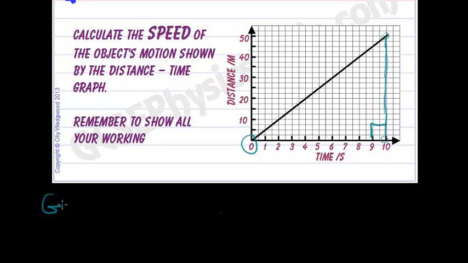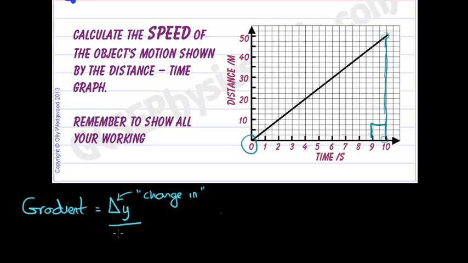So let's do that. The gradient, let's choose a lighter color. The gradient equals the change in y. Now I've used a little shorthand here. This delta sign, triangle, actually means change in, and you'll see me use that in other parts of the course. So the change in y divided by the change in x, and let's actually work those out now.